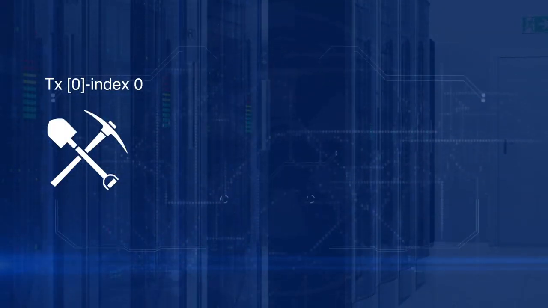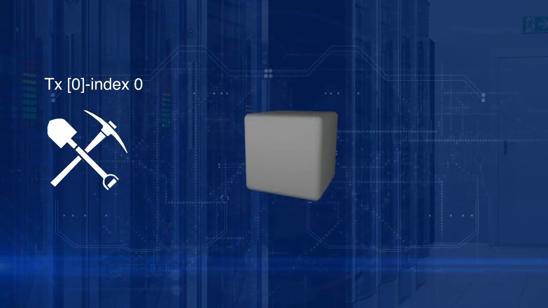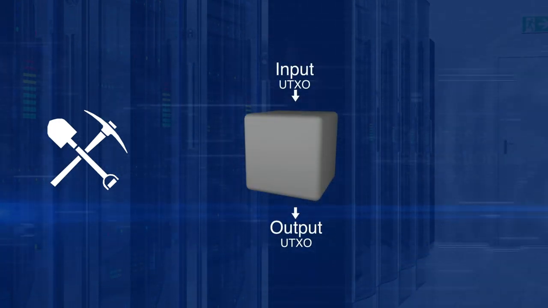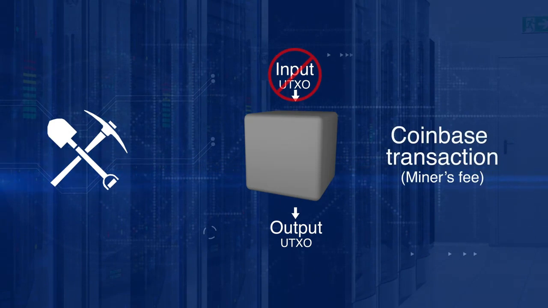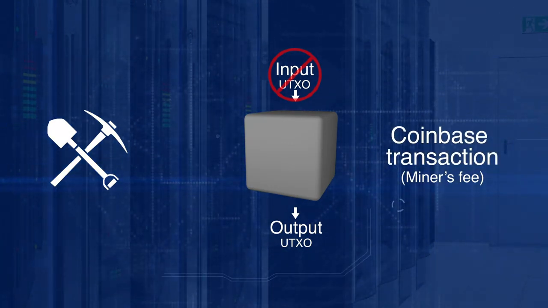Transaction 0, index 0 of the confirmed block, is created by the miner of the block. It has a special UTXO and does not have any input UTXO. It is called the coinbase transaction that generates the miner's fees for the block creation. Currently, the miner's fees is 12.5 BTC for Bitcoin. This is how new coin is minted in Bitcoin.